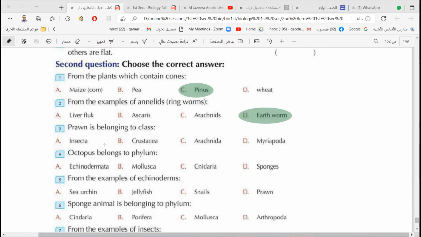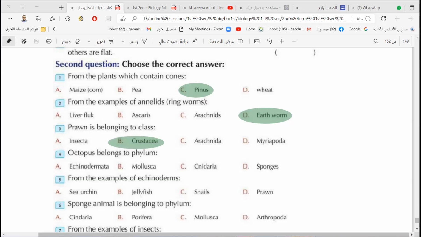Next one. Prawn or the shrimp. Prawn or shrimp belongs to class Insecta, Crustacea, Arachnida, or Myriapoda. Crustacea. Yeah, very good. Crustacea. Very good. Of course.